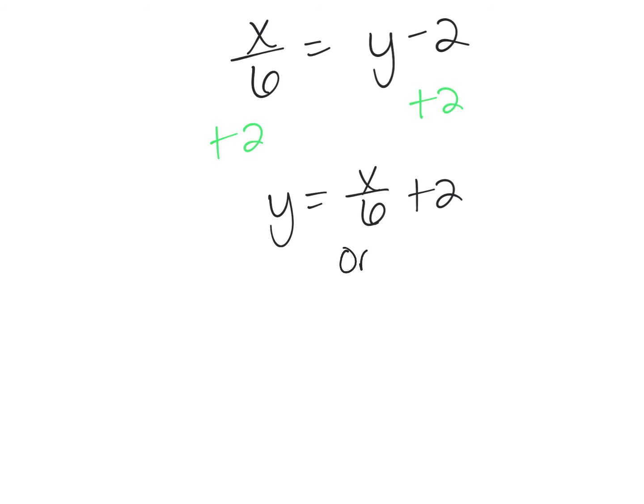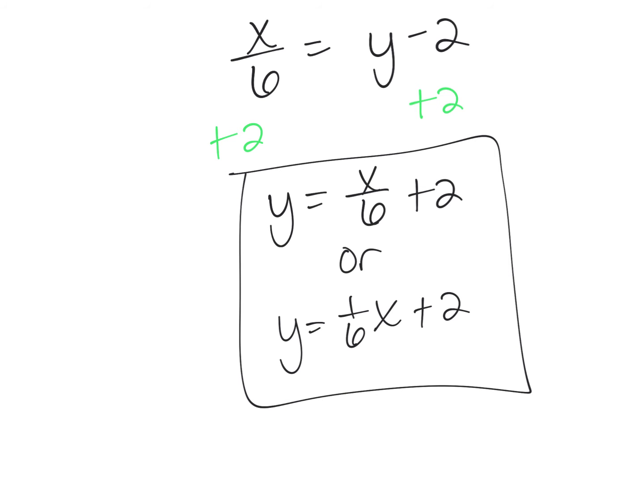Just for fun, what's another way you could write that? 1 over 6 x plus 2. And why did I do that? Because they're both equations of the line, but the bottom one is an equation of a line in slope-intercept form.